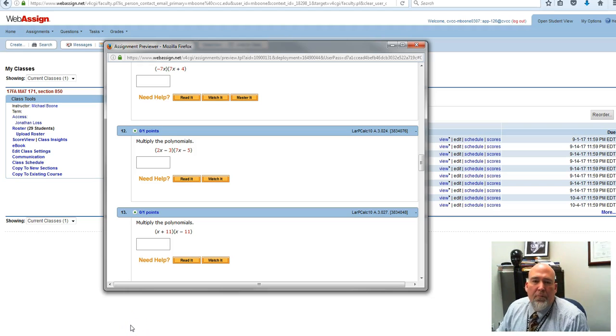Hey everyone, so for this first appendix section, A3, we're talking about foiling and factoring polynomials. So just looking at a couple problems, for example, number 12, you have a binomial times a binomial. And with one of these, you're multiplying your first terms, your outer terms, your inner terms, and your last terms. If you can combine any of the terms, you do that at the end.